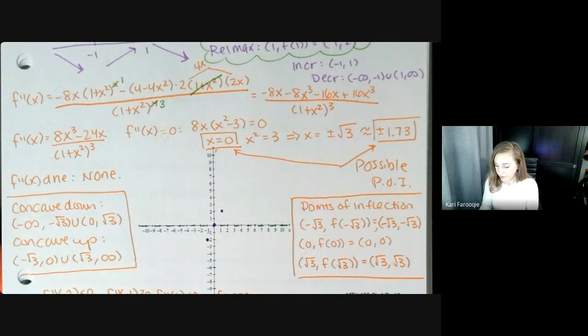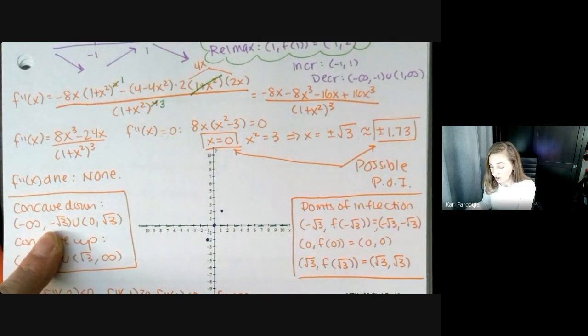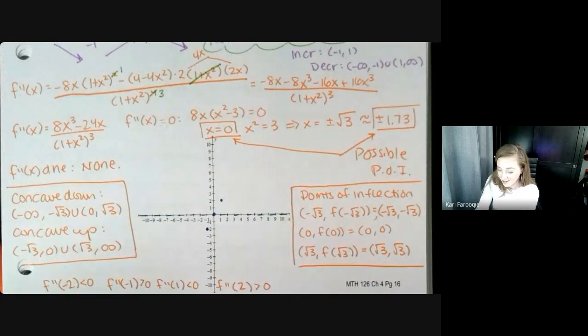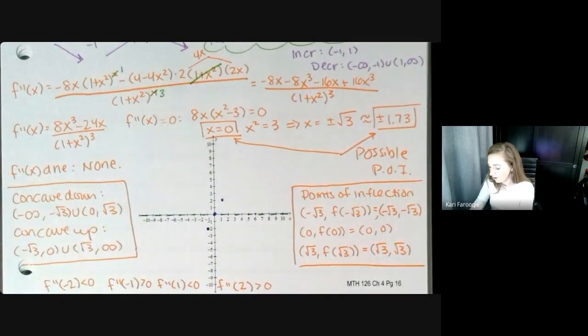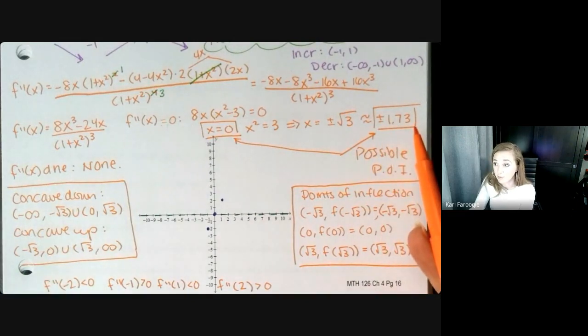Let's see. Now, I know that from negative infinity to negative square root 3, which is like negative 1.73-ish, the concavity is going to be down. Now, if you want to plot the points of inflection, you might find that to be most useful since you know the concavity is changing on both sides of them. Now, we have these points of inflection as exact values. If you wanted to write them as approximate, we already know that plus or minus the square root of 3 is about 1.73.